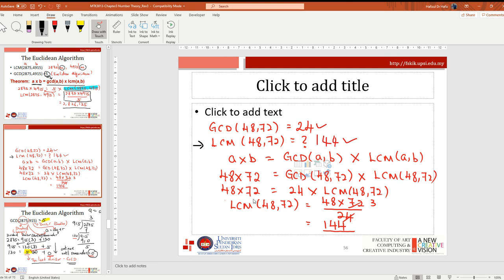And then here we got 48 multiplied by 72 is equivalent to 24 multiplied by LCM(48, 72), divided by 24. Okay, 24 here. We search for the GCD first and then we divide in the theorem. Then we got 144.